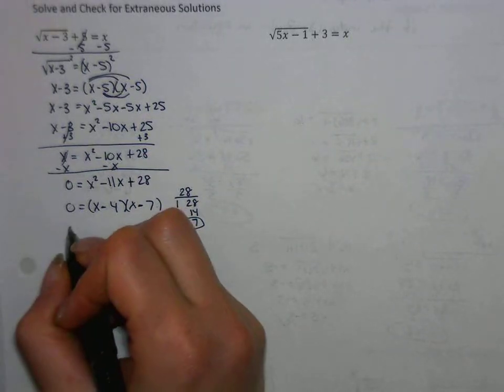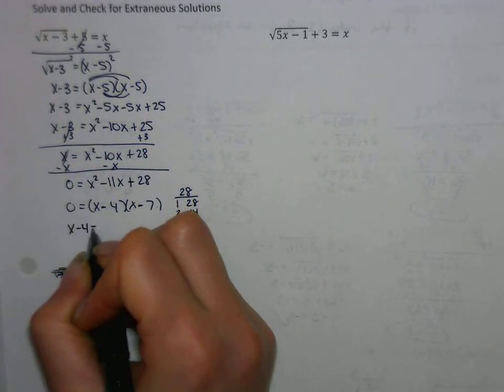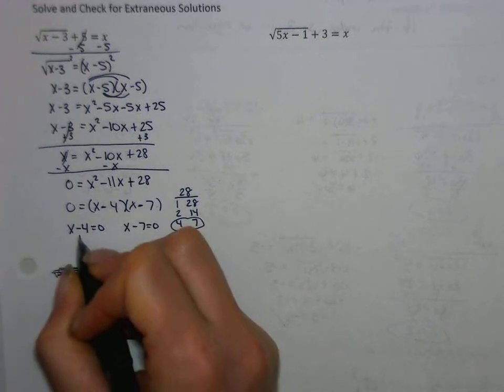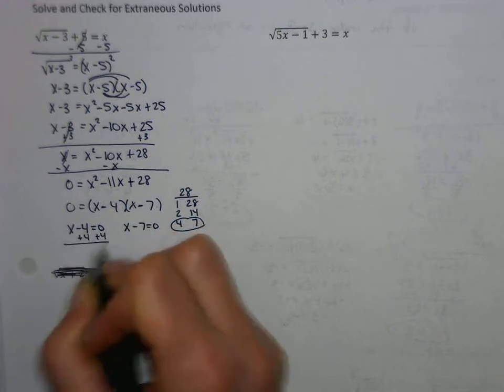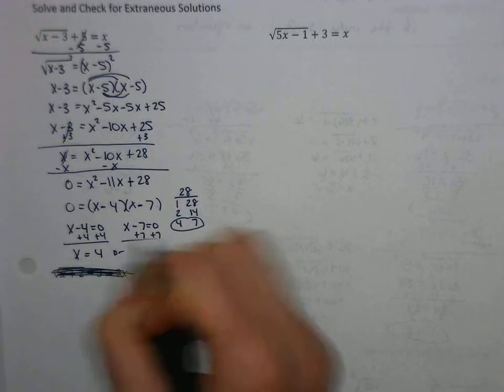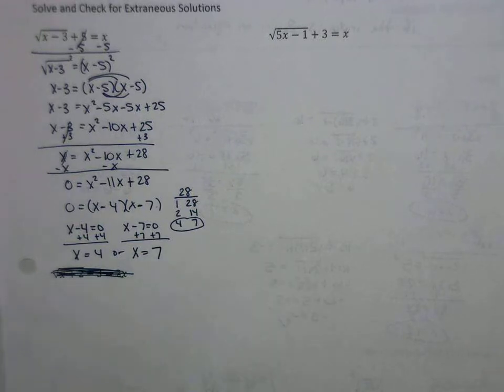So from here, we can find our zeros. So x minus 4 equals 0. We can say x minus 7 equals 0. So we can add 4. So x equals 4, or when we add 7, x equals 7.